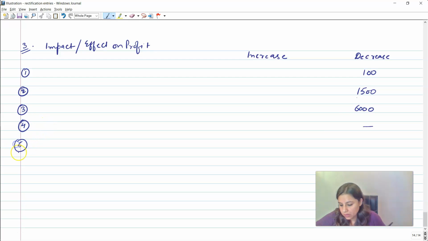Now in the fifth part, we had that the sales account was undercasted. Because sales was undercasted, had this difference been noted earlier, the profit would have increased by rupees 10,000, since it was not recorded and it was undercasted. So with this particular effect also, the profit would have been affected by rupees 10,000.